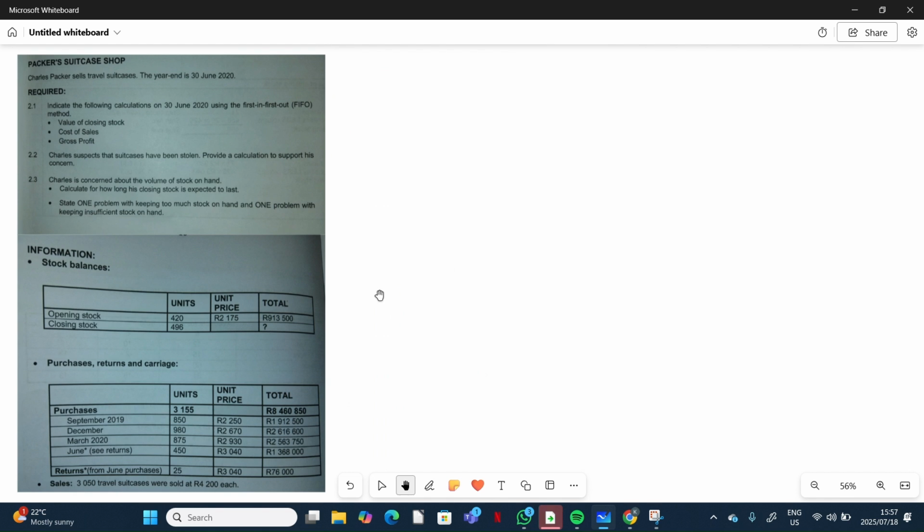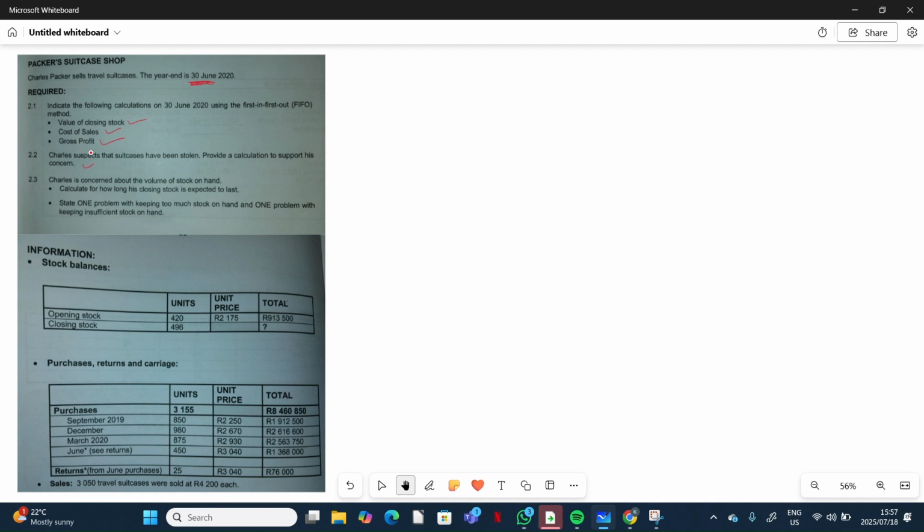What do we have? They're saying that we have Packer's suitcase shop. Charles Packer sells travel suitcases and the year end is 30 June 2020. What is required is that we calculate the value of the closing stock, the cost of sales, and the gross profit. Charles suspects that suitcases have been stolen, so we must provide a calculation to support this. He's concerned.